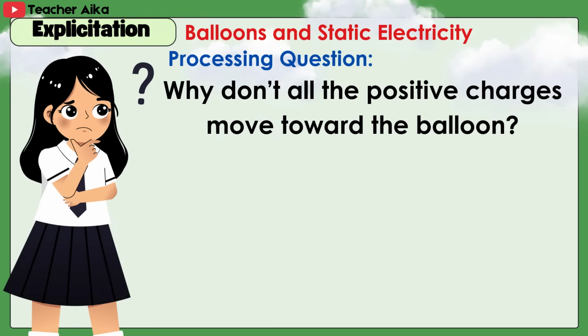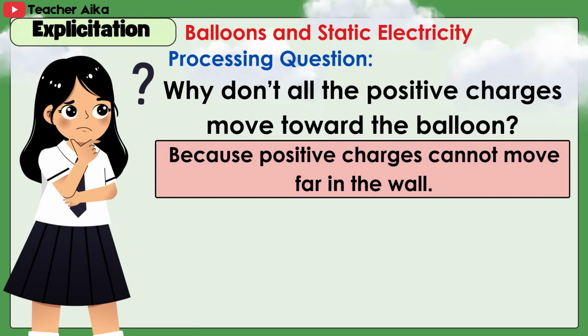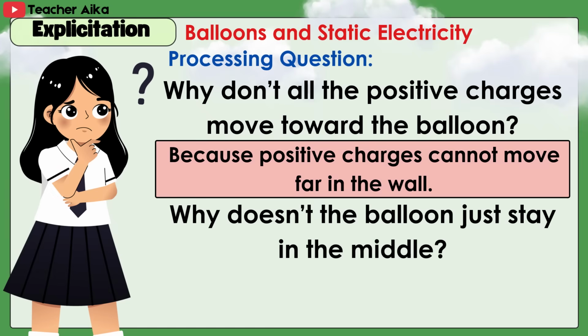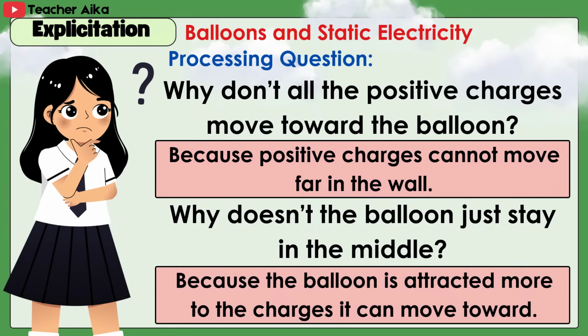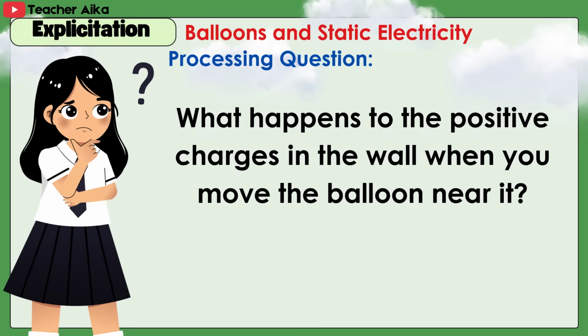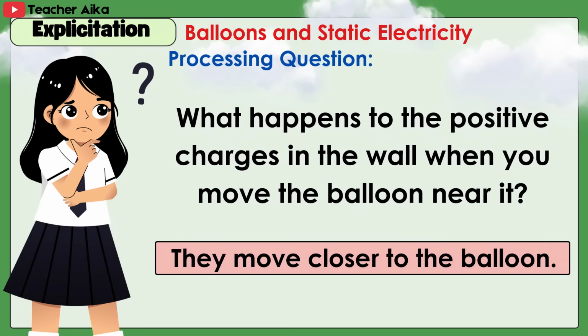Why don't all the positive charges move toward the balloon? Answer: because positive charges cannot move far in the wall. Why doesn't the balloon just stay in the middle? Answer: because the balloon is attracted more to the charges it can move toward. What happens to the positive charges in the wall when you move the balloon near it? Answer: they move closer to the balloon.